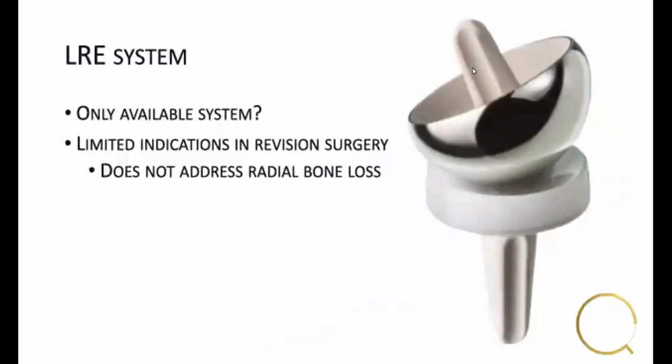As far as I know, the LRE system by Joe Pooley is the only one that's available at the moment. But unfortunately it has limited indications in revision surgery. So the OA patient may still be helped by this prosthesis, but it doesn't address radial bone loss. So if a radial head prosthesis had already been placed, assuming that the neck was cut and the radial head was removed, then this prosthesis cannot be used.